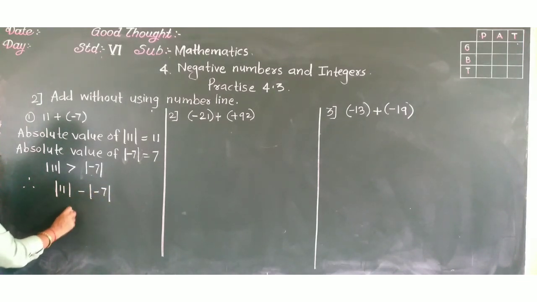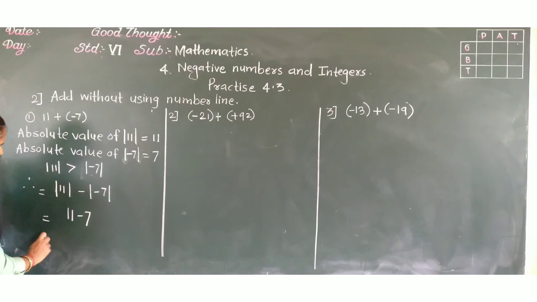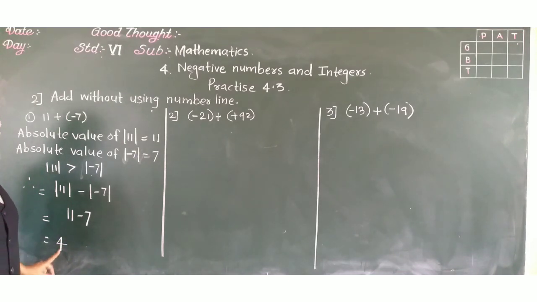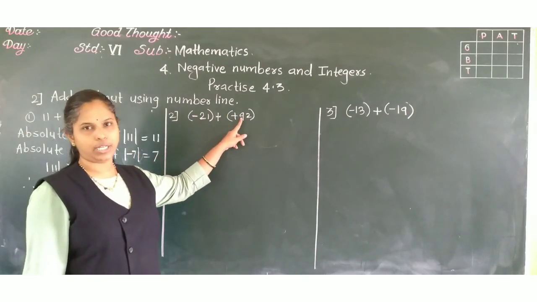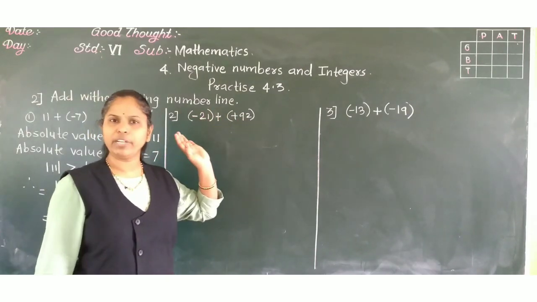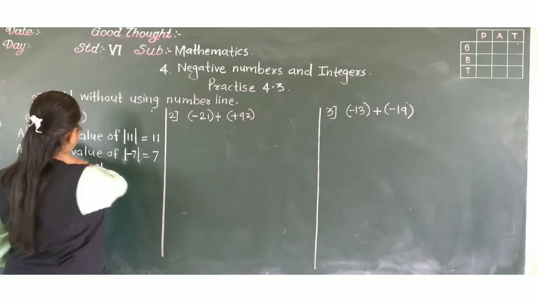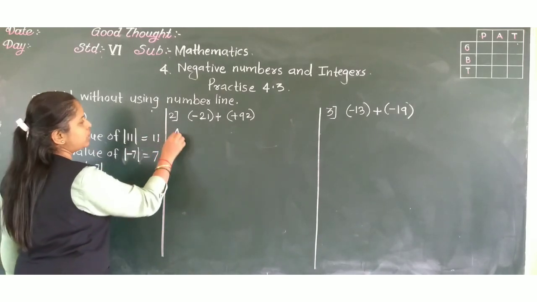What is absolute value of 11? 11. Minus, what is absolute value of 7? 7. So, 11 minus 7 is 4. And see, 11 minus 7, 4 is the answer. Correct? Now next, minus 21 here and here plus 92. Both have different signs. Now what? Again, in the same way we have to do.